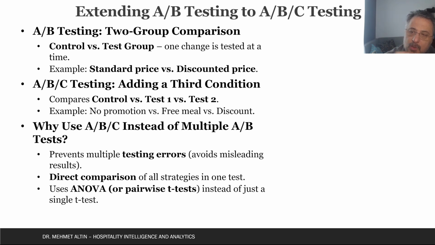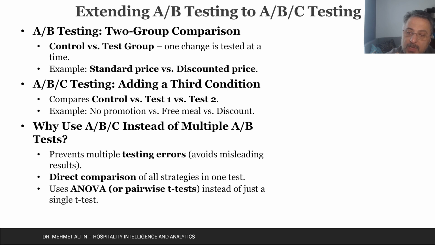ABC testing is a kind of expansion of the experiment. What if we want to test two different promotions instead of just one? For example, instead of only testing a discount, we also test a free meal offer. Now we have three groups, right? Control group, no promotion; test group one, free meal; test group two, discount. This is called an ABC test because we are comparing three groups instead of two.